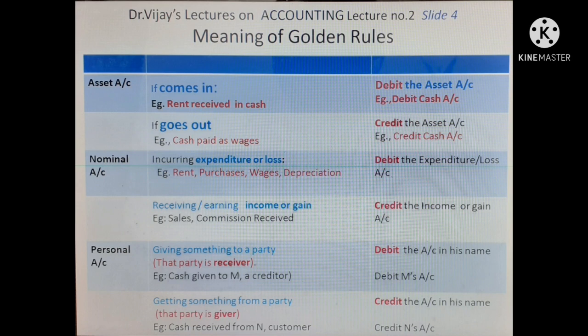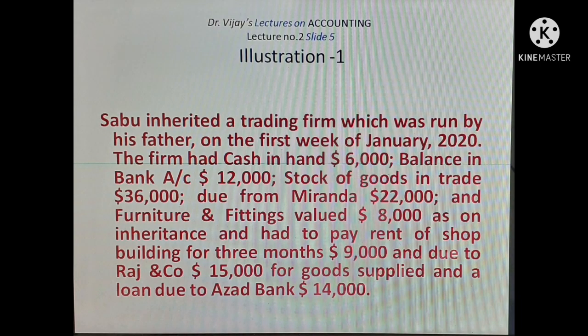Okay, let us proceed to the next slide. Slides 5, 6 and 7 are an illustration. Illustration number 1. At present we are doing slide 5. So it is part of the illustration. Please read it very carefully.